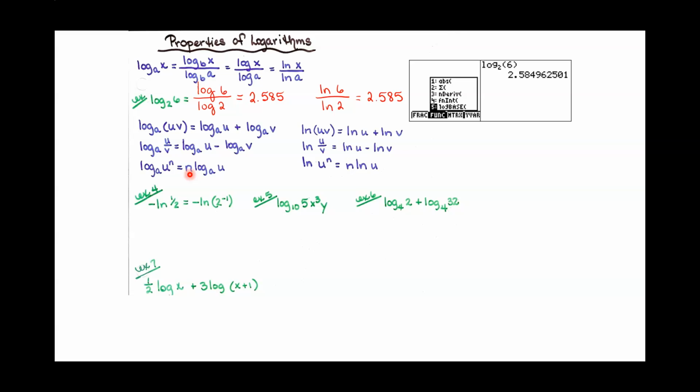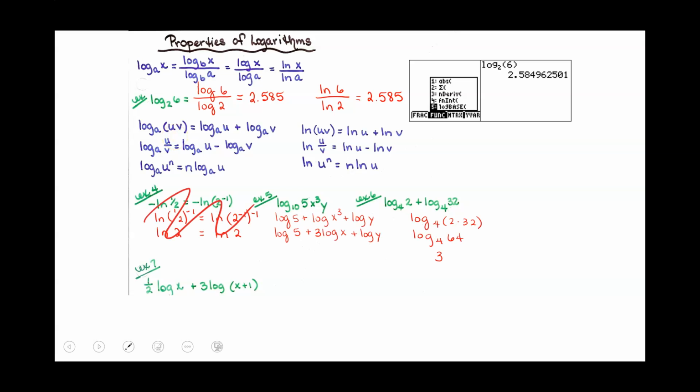So we're going to skip this first example here, but look at this next one. If we wanted to expand this logarithm, notice that I have 5 times x cubed times y. So we're going to use this multiplication rule up here, and we're going to rewrite that as the log of 5 plus the log of x cubed plus the log of y. Then, to make it even simpler, using this last law, I could take my exponent and move it out in front and multiply by it. So that would be its expanded form.